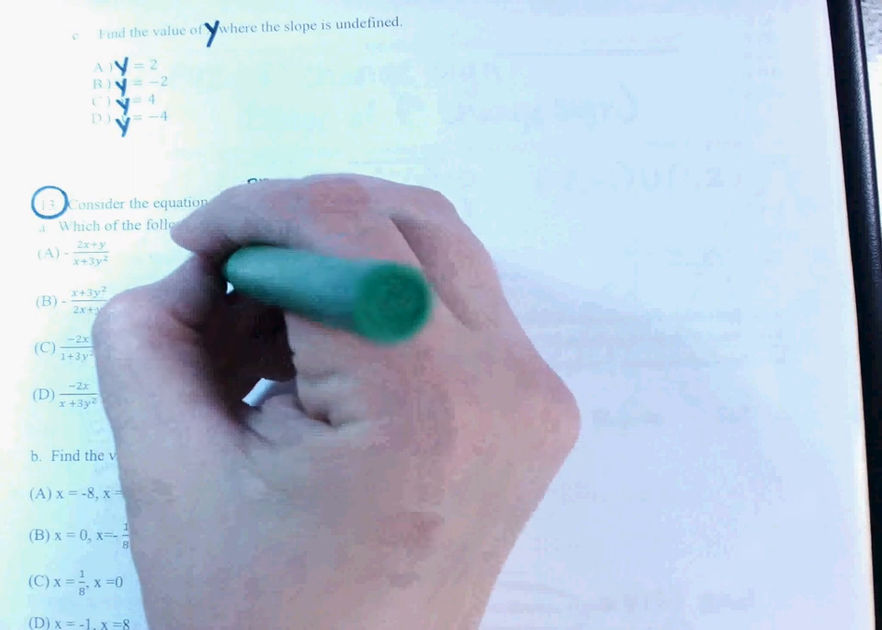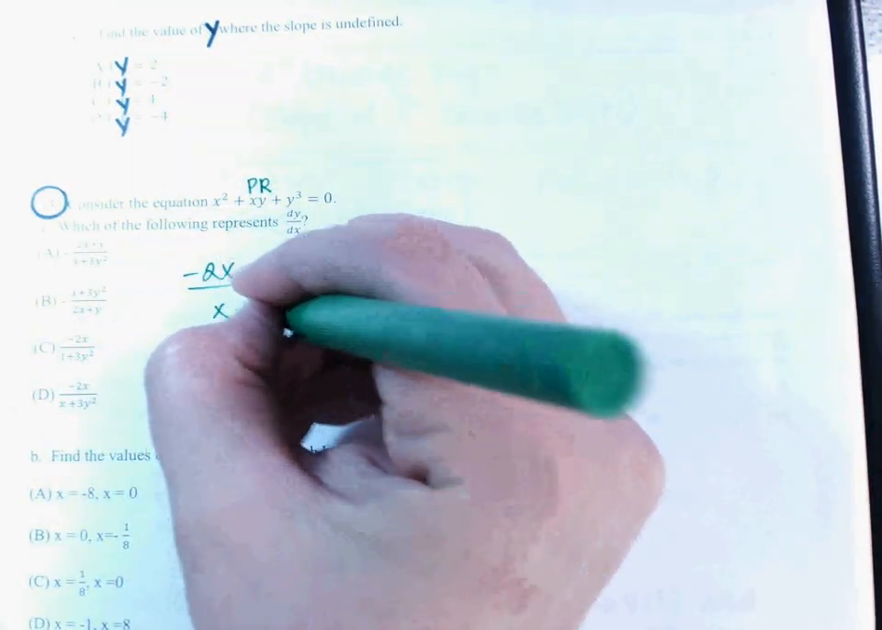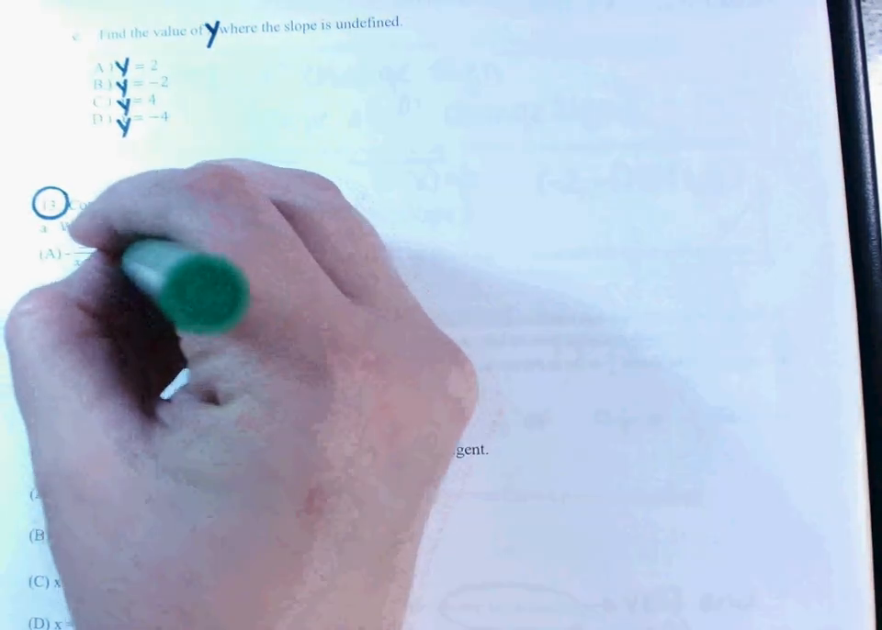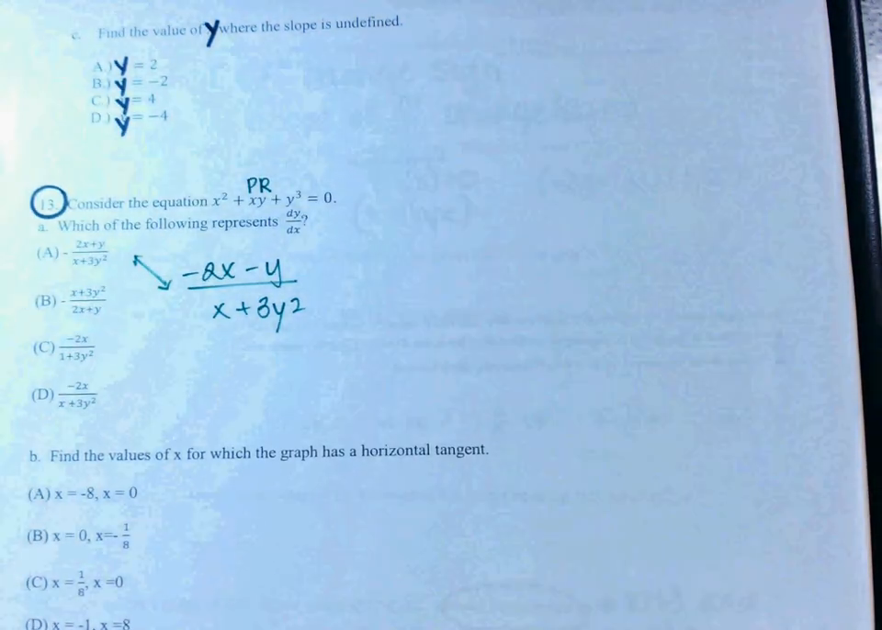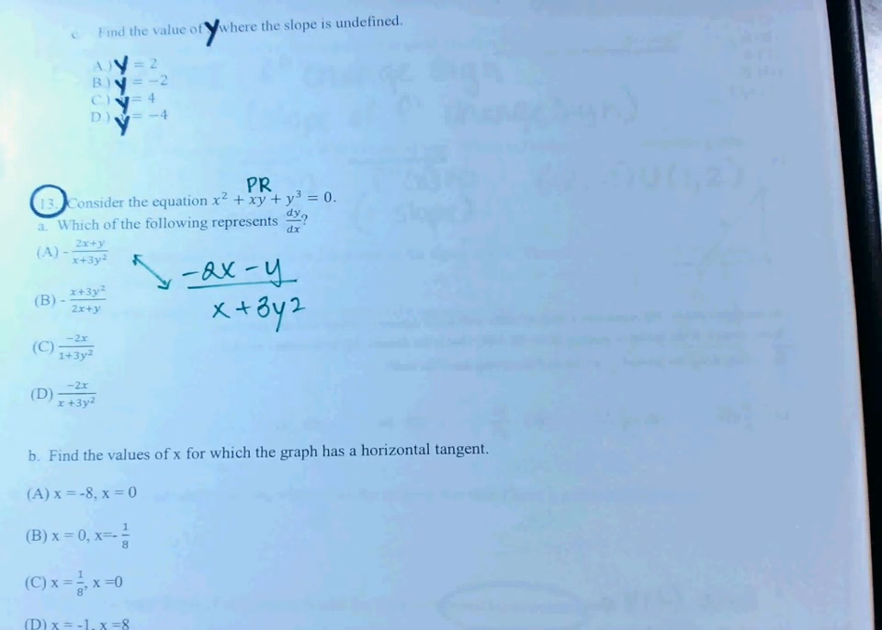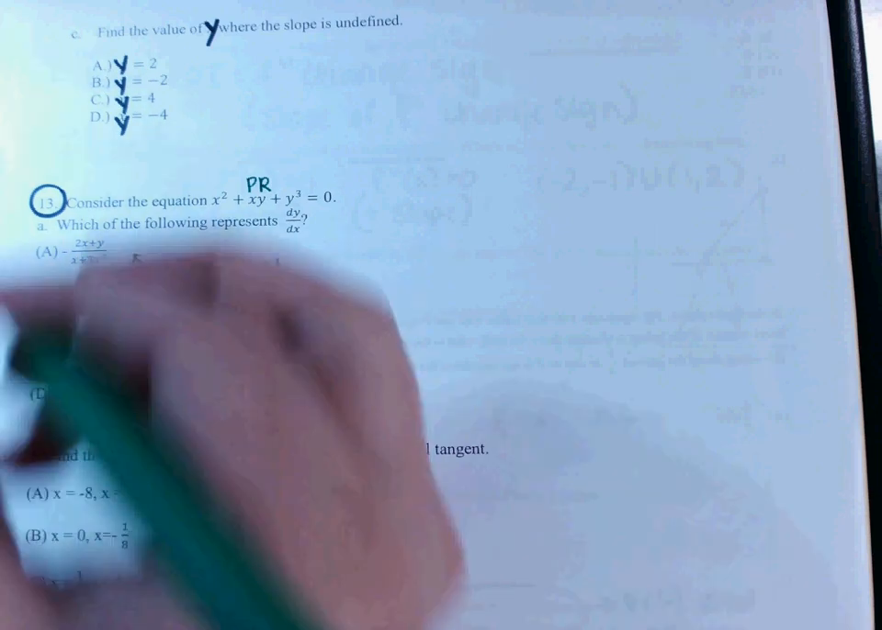Okay, what answer is correct? It is A. Now, if you got this, negative 2x minus y over x plus 3y squared, these are the same. What's the only difference? They took the negative out. Now, you don't have to do that, but when you're trying to match your answer, you need to think about those being equal to each other, so A is correct.